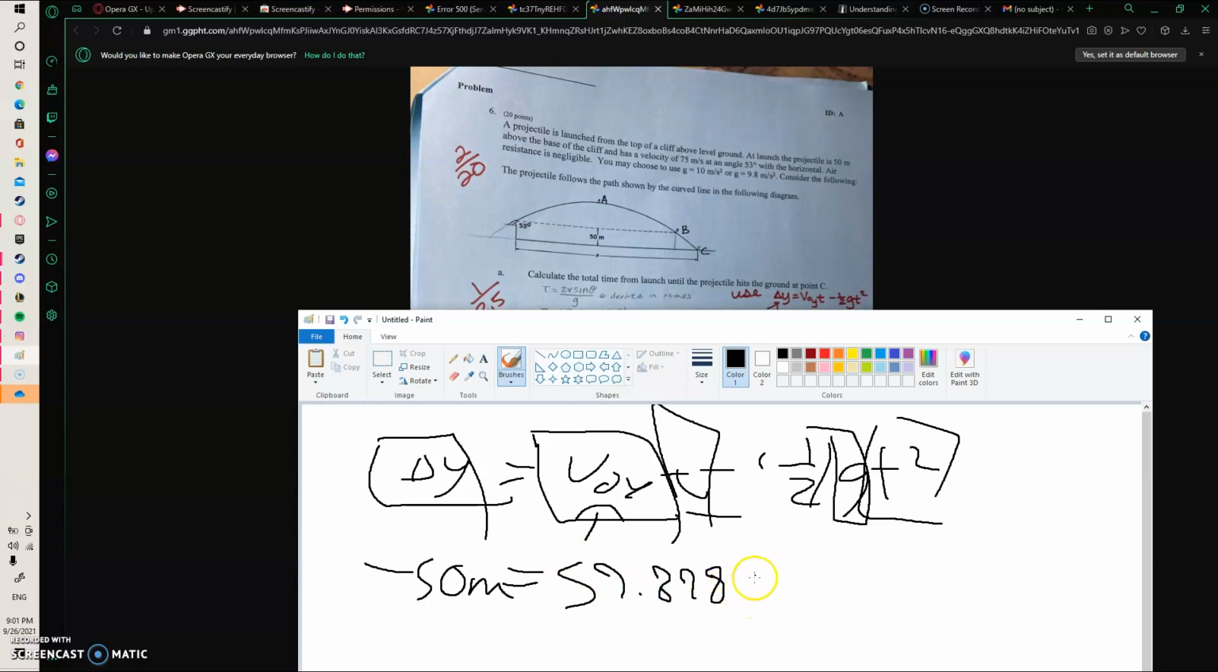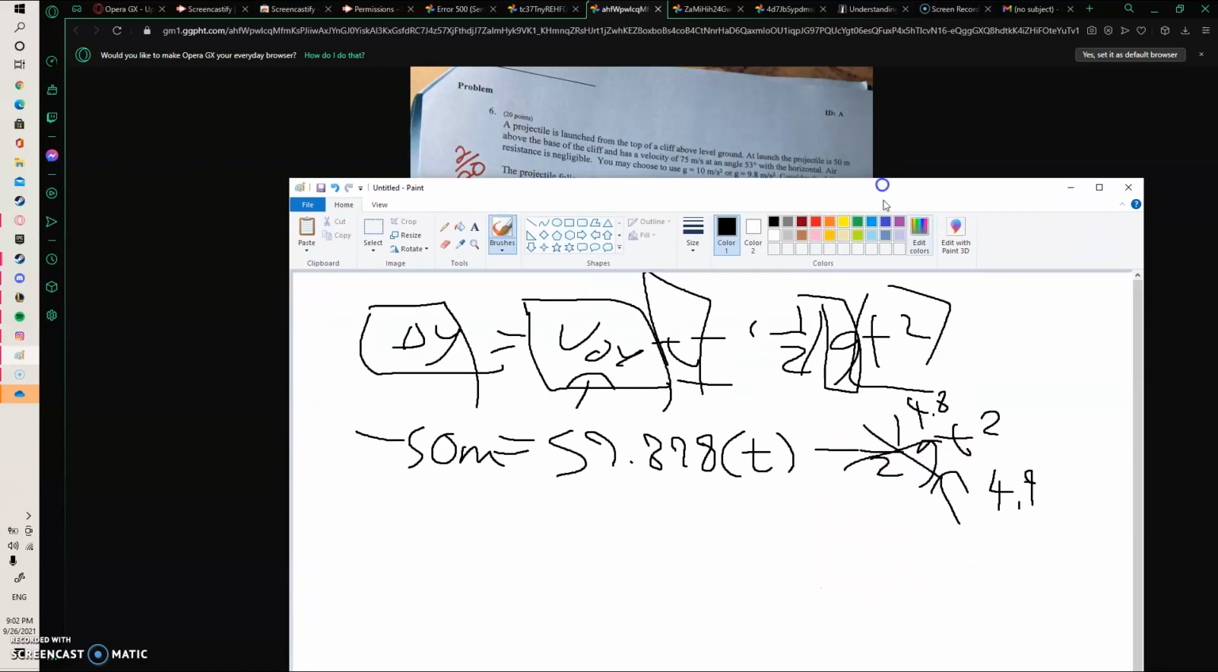And then for t, that's what we're solving for, so we don't plug that in yet. And then we get 1/2 gt squared. Gravity is obviously 9.8, and using that we could get 4.9 for 1/2 g, so just cancel that out. And then just going off of that, you can actually put 0 here, and you can just copy all of this down.